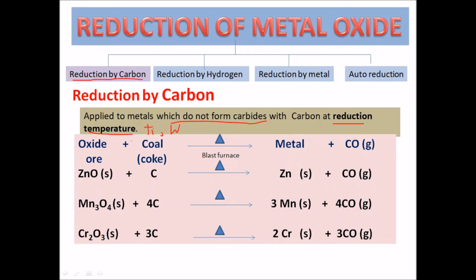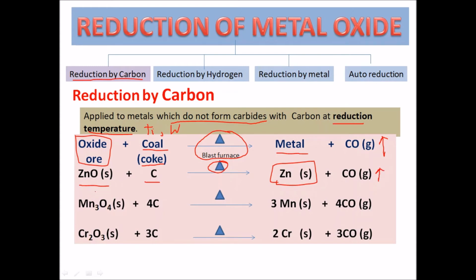into the metallic form. Now the principle behind this reduction by carbon is that the oxide ore is mixed with coal or coke at high temperature in the blast furnace, where the metal is separated with carbon monoxide gas being liberated. An example of this would be zinc oxide, the oxide ore, which is treated with coal or coke in the blast furnace where a very high temperature is produced, and the zinc oxide gets reduced to zinc in the solid form and carbon monoxide is liberated.